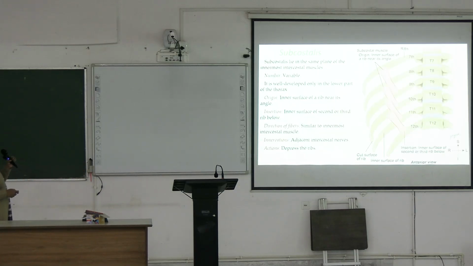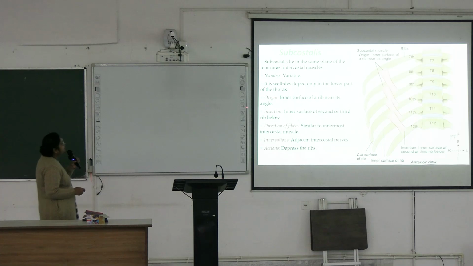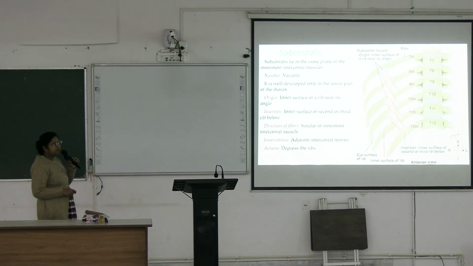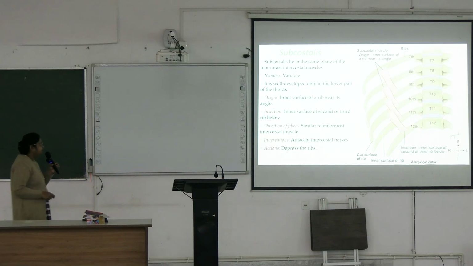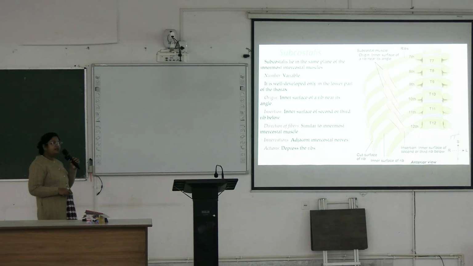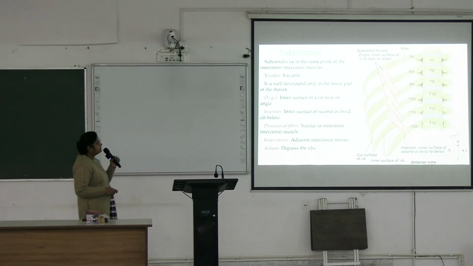So subcostalis lies in the same plane as innermost intercostal muscle, variable in number. It is well developed only in the lower part of the thorax, and origin is from the inner surface of the rib near its angle and insertion into the inner surface of the second or third rib below. Okay, and direction of fiber is similar to the innermost intercostal muscle. Innervation is by adjacent intercostal nerves. Action is it depresses the ribs.